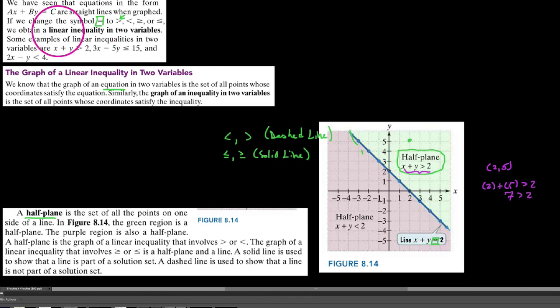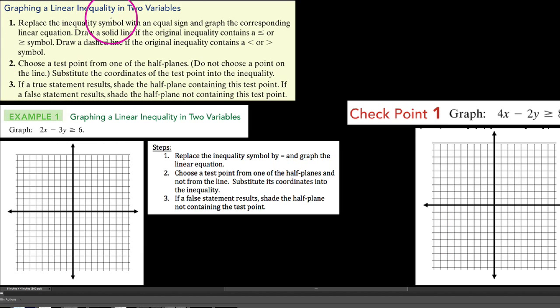Once we graph an inequality, we have to shade one side or the other. We're going to look at how to graph a linear inequality in two variables in a series of steps. The first thing we want to do is replace the inequality symbol with an equal sign and graph the corresponding linear equation. In this video, we're only looking at linear inequalities.